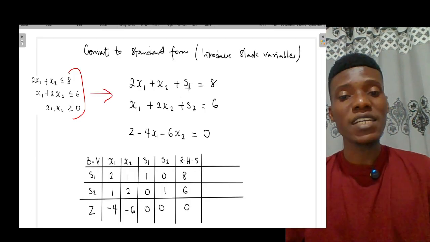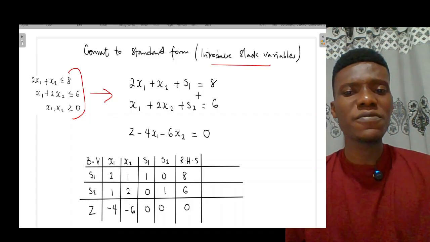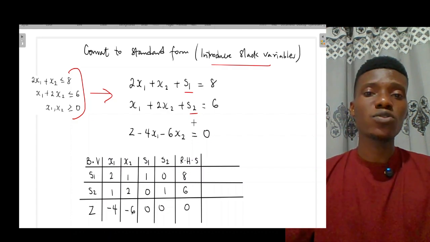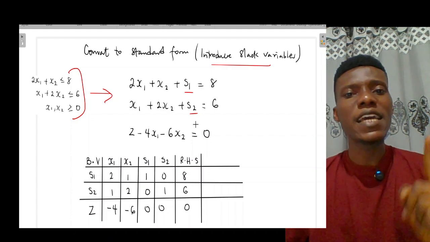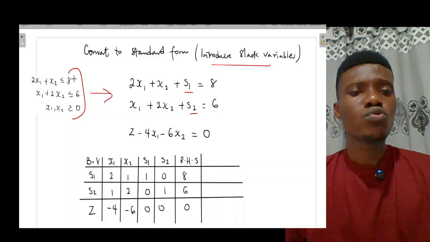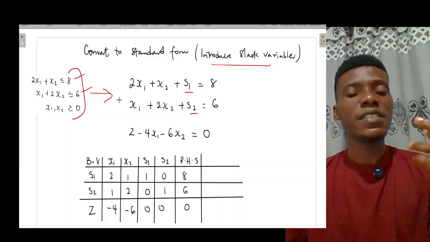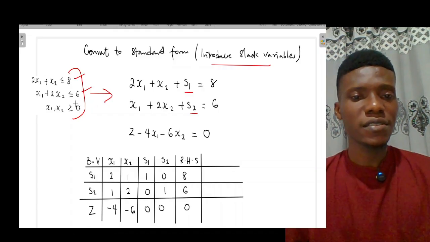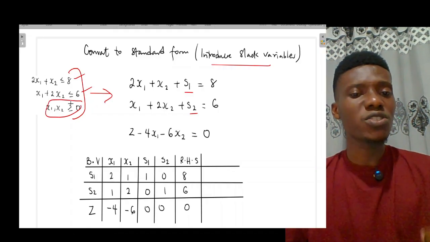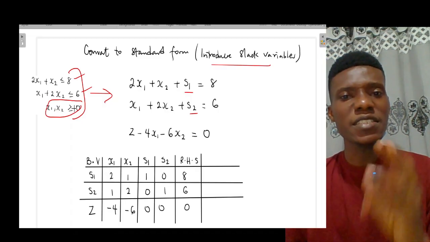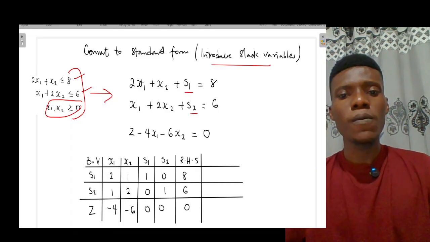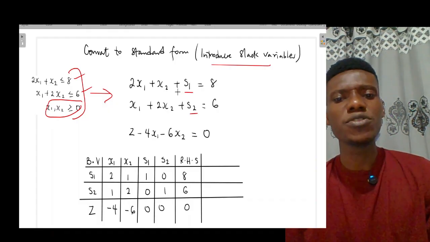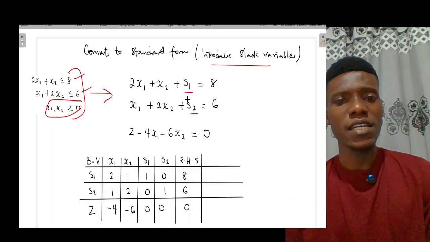So how do you convert to standard form? You introduce slack variables s1 and s2. Why did we introduce s1 and s2? We introduced s1 and s2 because we have two constraints here. So it depends on the number of constraints that you have. If I have three constraints here, excluding this, then I'll be introducing three slack variables.